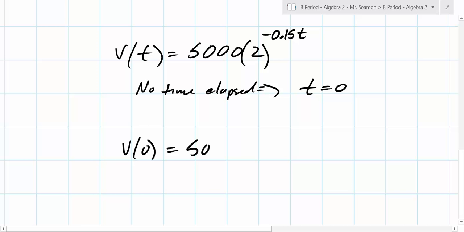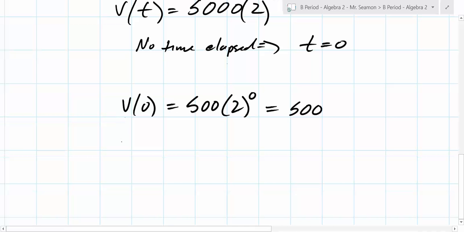So you can do this on your calculator. What's 2 to the 0? 1. So what's that equal to? 500. Second part says, what is the value of the machine 5 years after purchase? So what are you doing? V of 5.